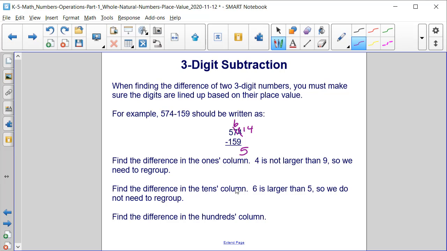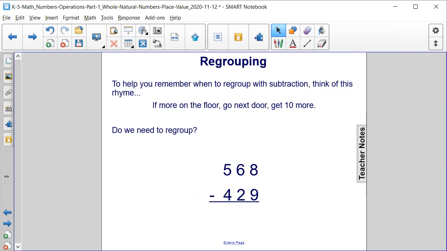Then we can find the difference in the tens column. 6 is larger than 5, so we do not need to regroup in this scenario. We can actually do the subtraction. 6 minus 5 is 1, and then we can find the difference in the hundreds column. 5 minus 1 is 4. So the difference between 574 and 159 is 415.